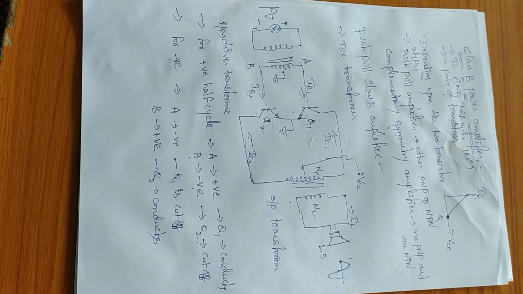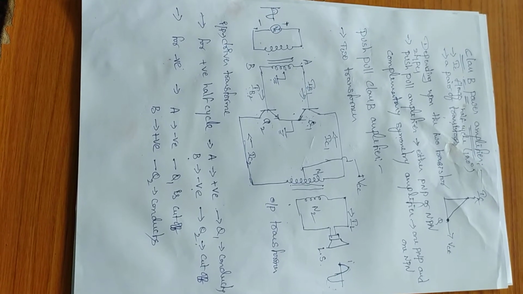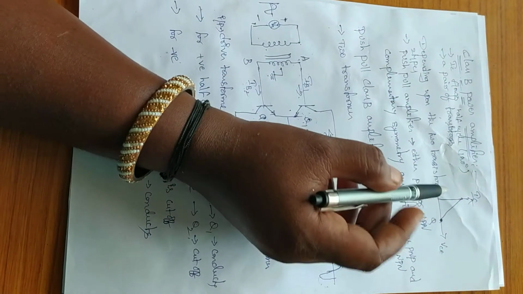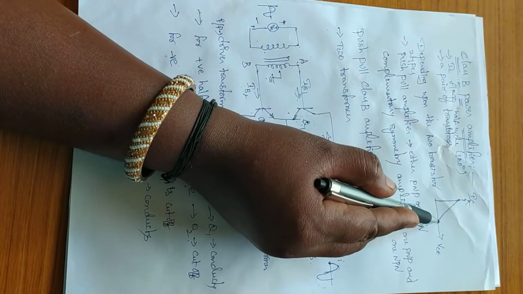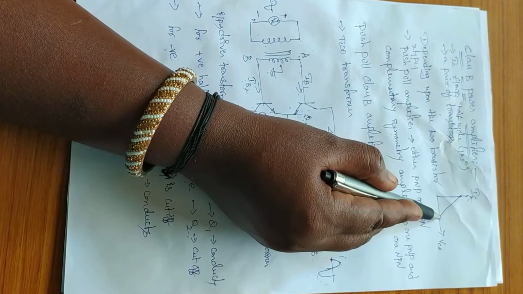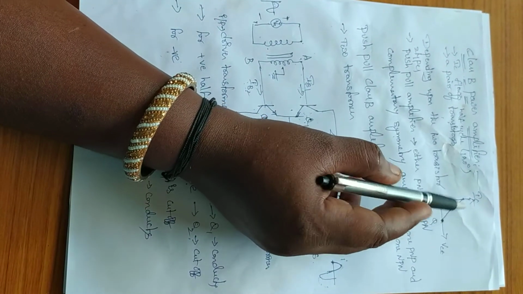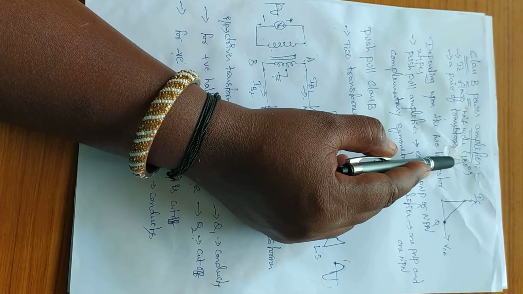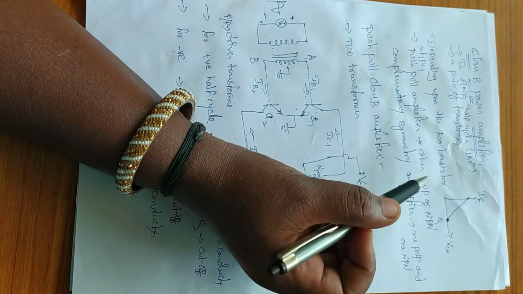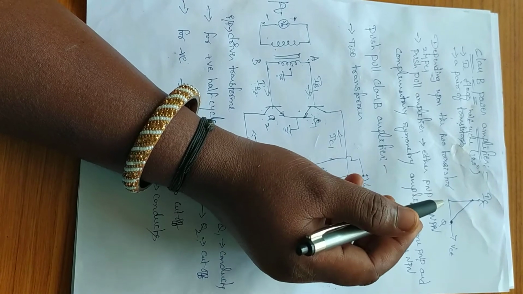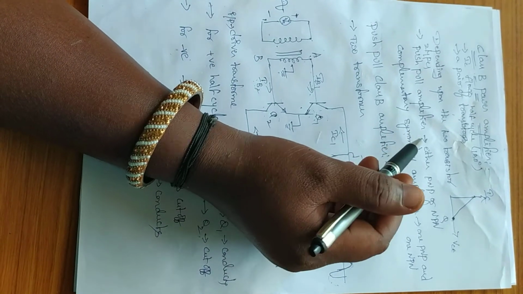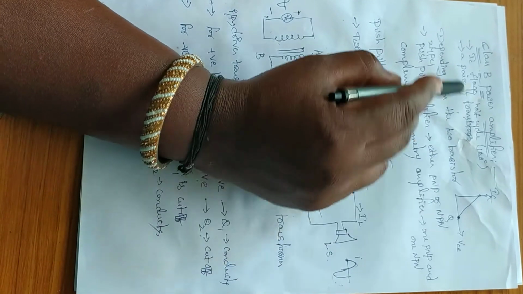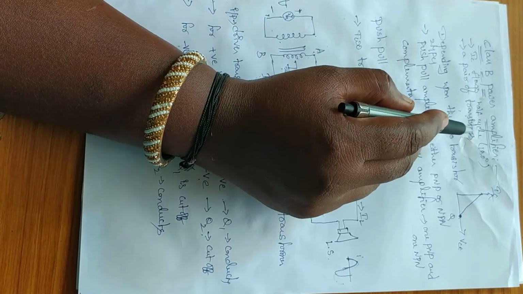Hello everyone. In this session I am going to explain class B power amplifier. For class B operation, the Q point is located on the x-axis. Due to this, collector current flows only one half cycle for full input cycle. Hence, output is distorted.